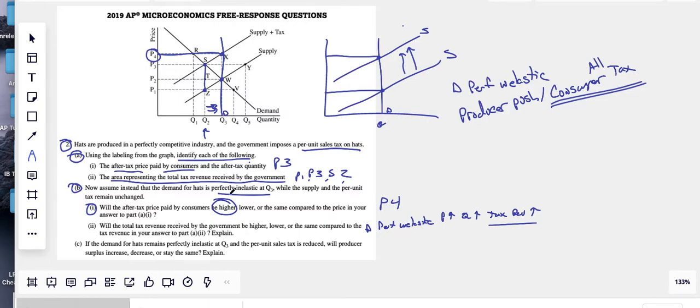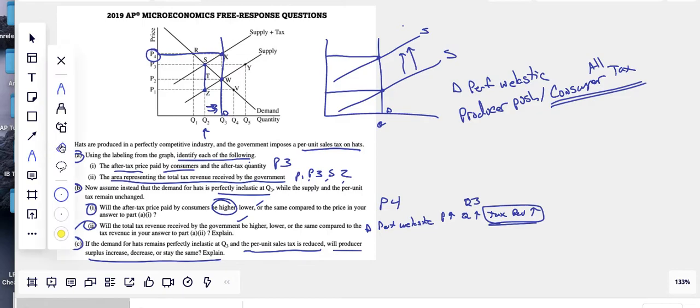All right, and I think we could just say since there's a larger quantity, that quantity is now Q3, we know tax revenue had to increase. All right. This is the one that's a bit strange to say. If the demand for hats remains perfectly inelastic and the per unit sales tax is reduced, will producer surplus increase, decrease, or stay the same?